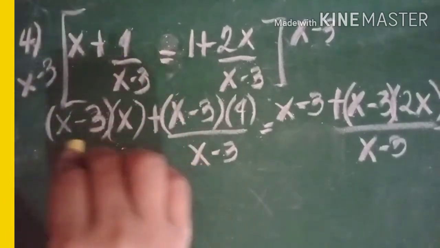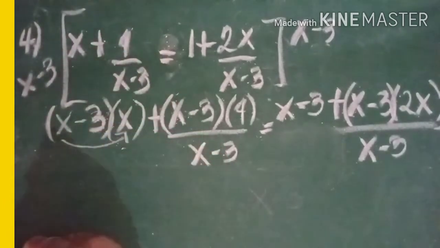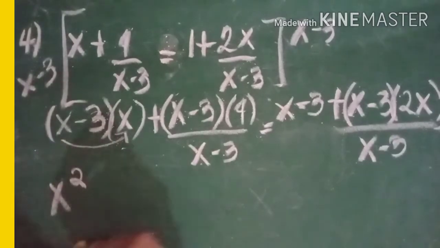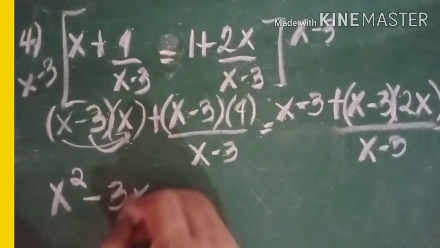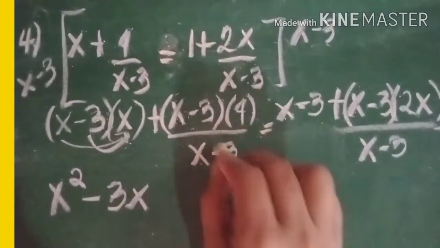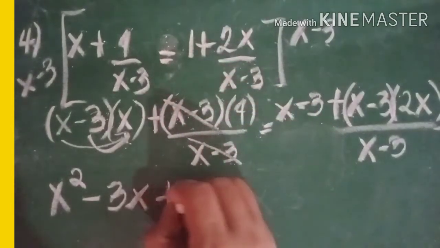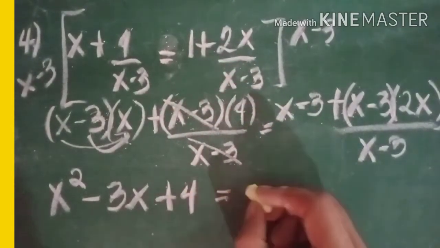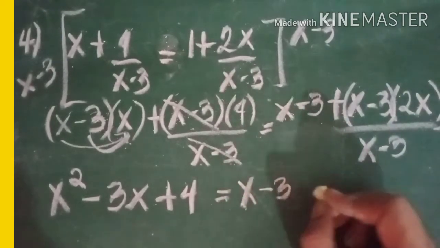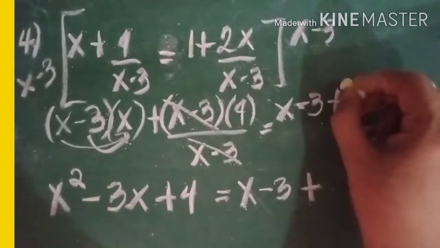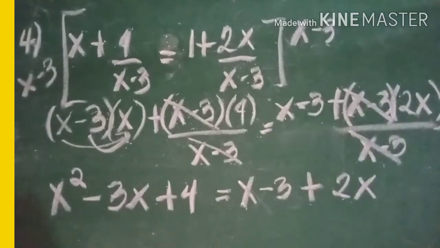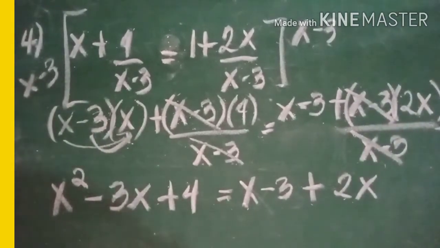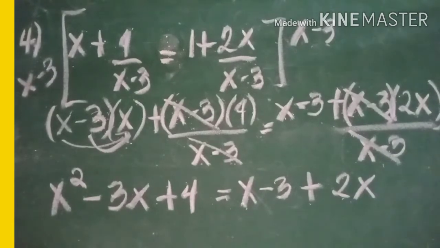Okay, sunod, isi-simplify natin. Okay, so distributive property, x times x is x square. Then, negative 3 times x is negative 3x plus. So, x minus 3 times 4 over x minus 3. So, pwede na natin i-cancel ang x minus 3. Therefore, we have now 4 equals x minus 3 plus. Okay, x minus 3. So, pwede nang i-cancel. Then, now we have 2x. Okay, so we have now the equation x squared minus 3x plus 4 equals x minus 3 plus 2x.